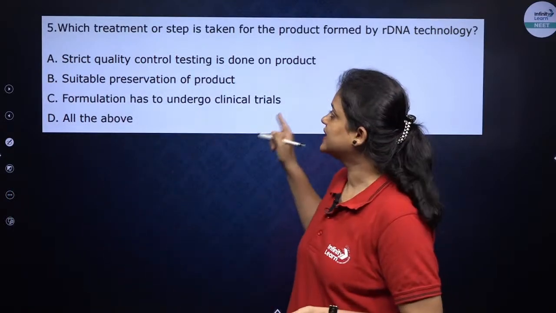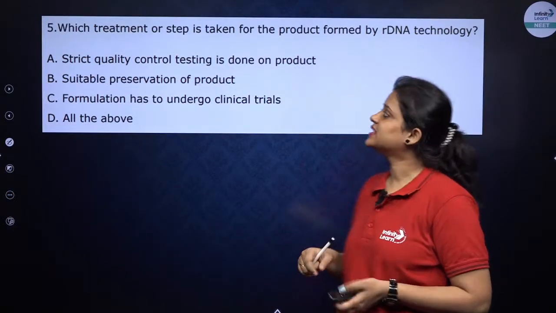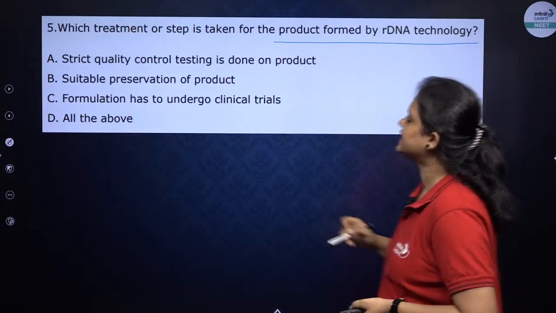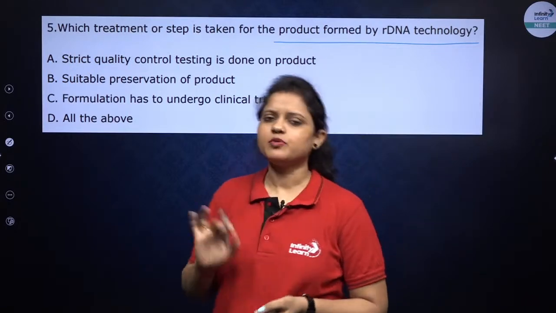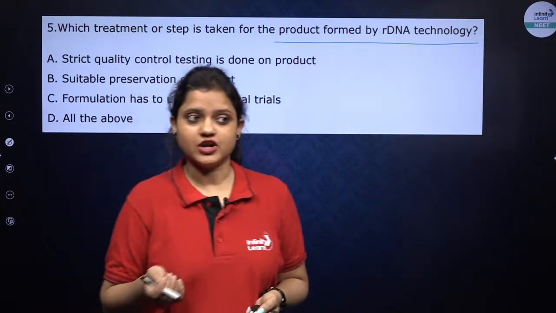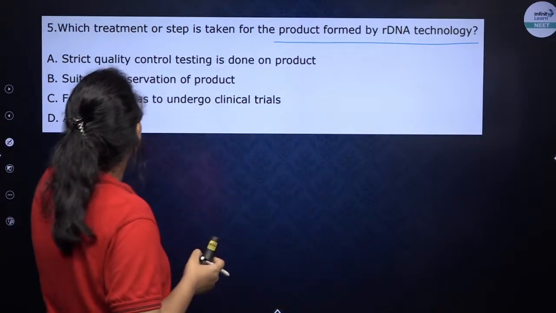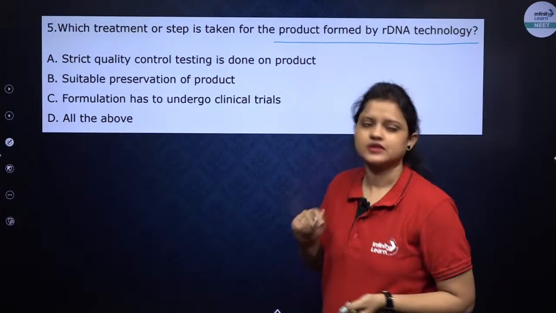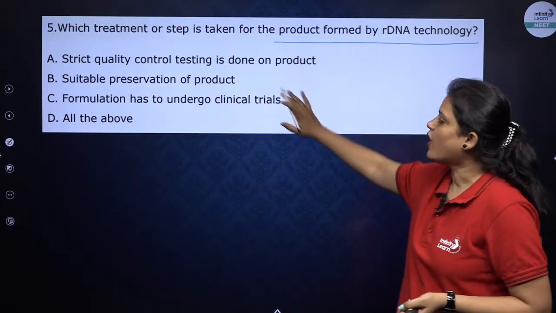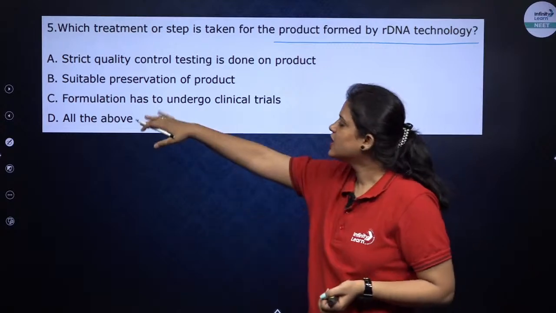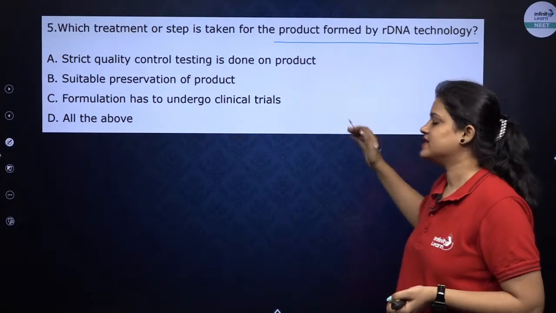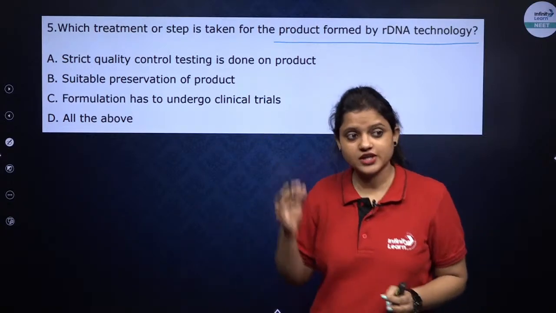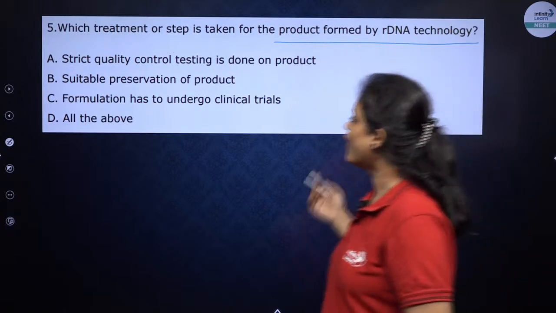Now let's move on to our next question. Which treatment or step is taken for the product formed by rDNA technology? Once the product is formed through rDNA technology, now what will be the next step? Strict quality control testing is done on product. Absolutely correct. Yes. Suitable preservation of product, that is to be done, right? Formulation has to undergo clinical trials, very important. Without trials, we cannot release the product in the market. So the correct option will be D, very good Status, all of the above.